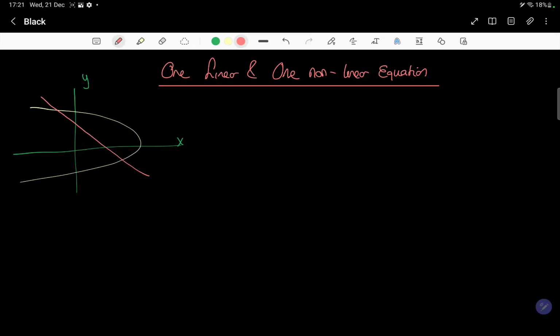Okay, we're looking at solving two equations, one that's linear and one that is non-linear. So for example, if we had a linear equation that looked like this, x plus 4y equals 1, and then a non-linear equation that looked like this, 2x squared plus 3xy equals 35. We know that it's a non-linear equation because it contains an x squared or something to be squared in it, but also if it contains an x times a y, it's also a non-linear equation.